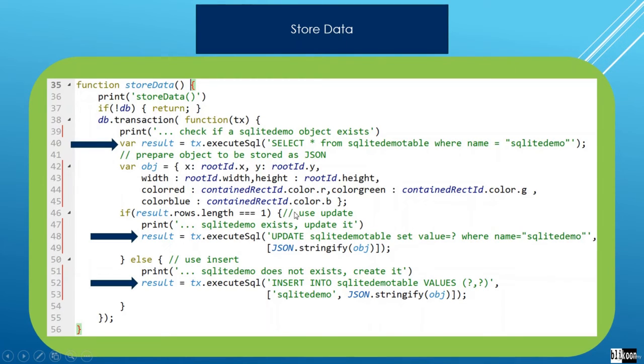Next, we look at the result. If we got one result, it means that we had something in our table, and we update. We don't want to put in something new. That's why our transaction here is update. We update the table, and we want to set the value where the name equals SQLite demo, and we want to put in our JSON object that we created. We are just stringifying it. If we don't have the element already, we insert in the database and we put it in like this.